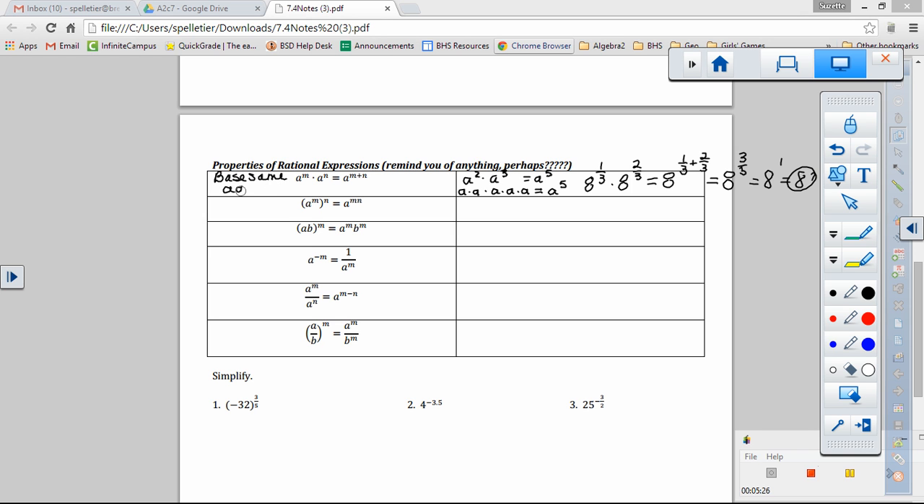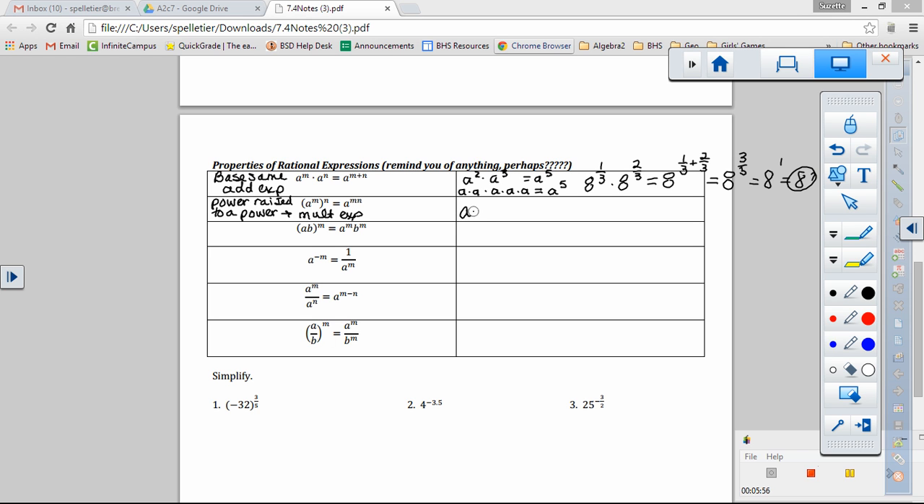Add exponents. Okay? Let's look at the second box. Now I have a power being raised to a power. So, power raised to a power. The rule says multiply exponents. Okay? So let's see if that actually works.